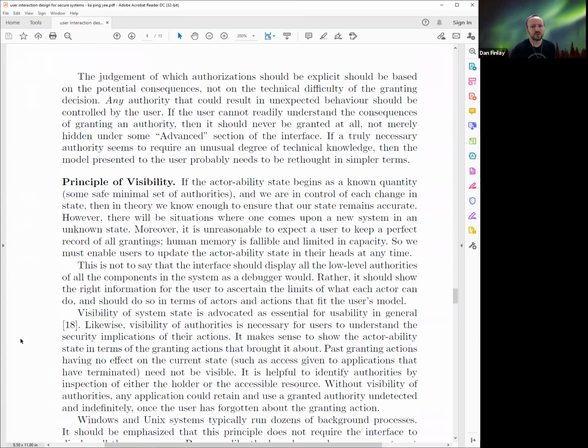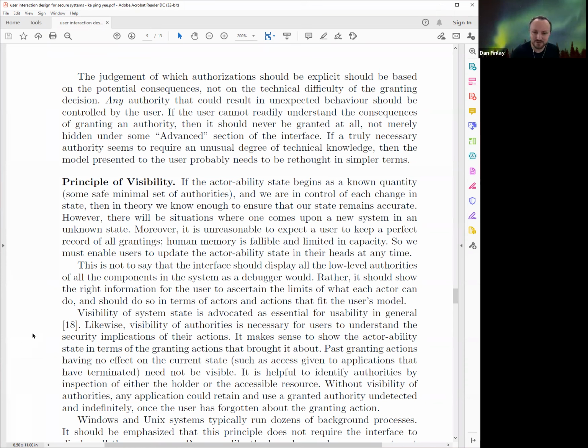The judgment of which authorizations should be explicit should be based on the potential consequences, not on the technical difficulty of the granting decision. Any authority that could result in unexpected behavior should be controlled by the user. If the user cannot readily understand the consequences of granting an authority, then it should never be granted at all, not merely hidden under some advanced section of the interface. If a truly necessary authority seems to require an unusual degree of technical knowledge, then the model presented to the user probably needs to be rethought in simpler terms.